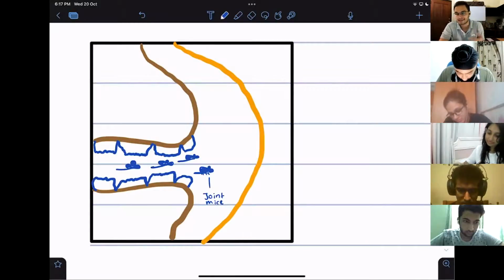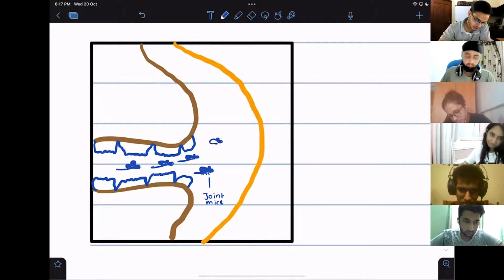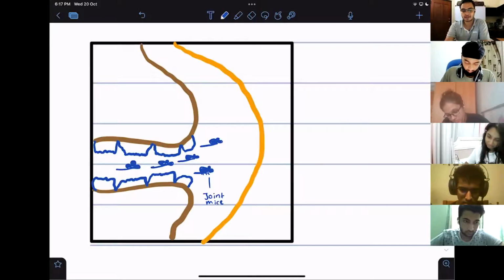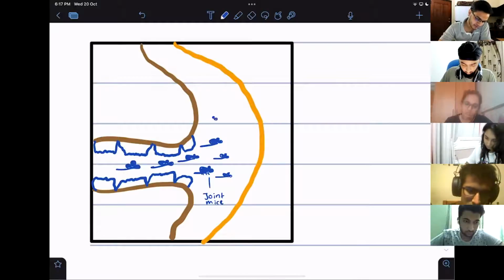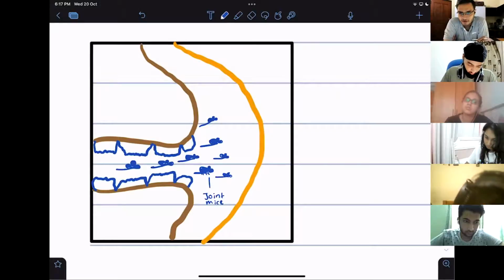So we'll draw it like that. It's easier to identify them, right? These are called joint mice. These are basically flaked off cartilage fragments, right? Fragments of the cartilage that have been flaked off. They are called joint mice, mice as in plural of mouse. So there is going to be a lot of joint mice now in this synovial fluid.